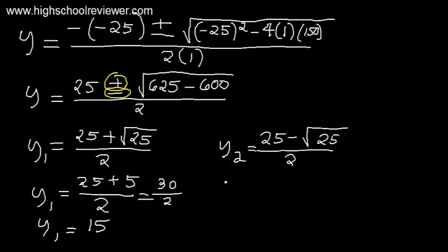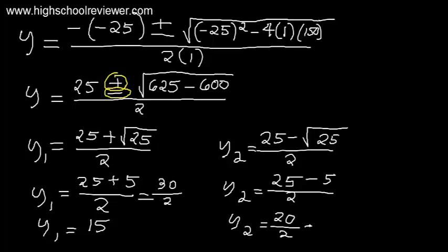Our y sub 2 will be equal to 25 minus the square root of 25, that is 5, all over 2. So our y sub 2 will be 25 minus 5, that is 20, divided by 2. So 20 divided by 2 is 10. Therefore, y sub 1 equals 15, y sub 2 equals 10. They are our final answers.